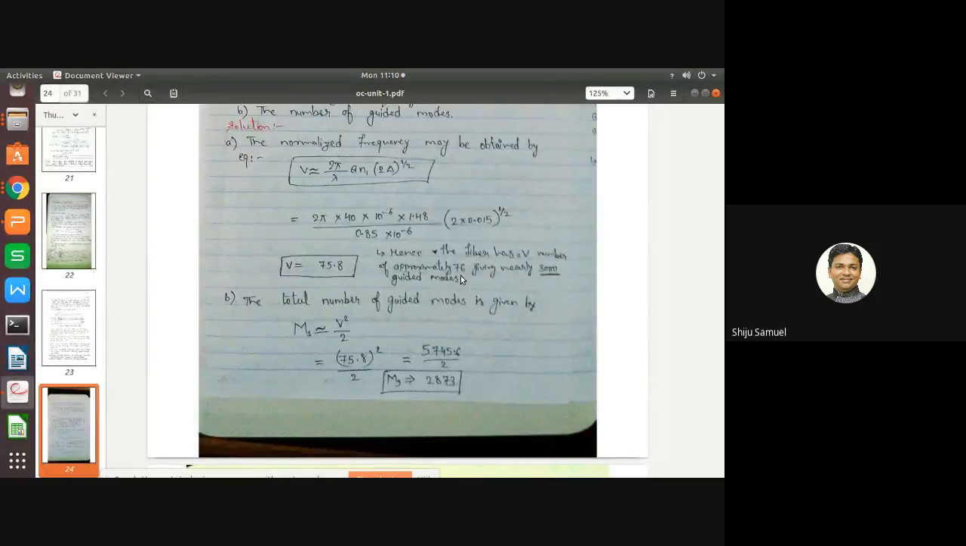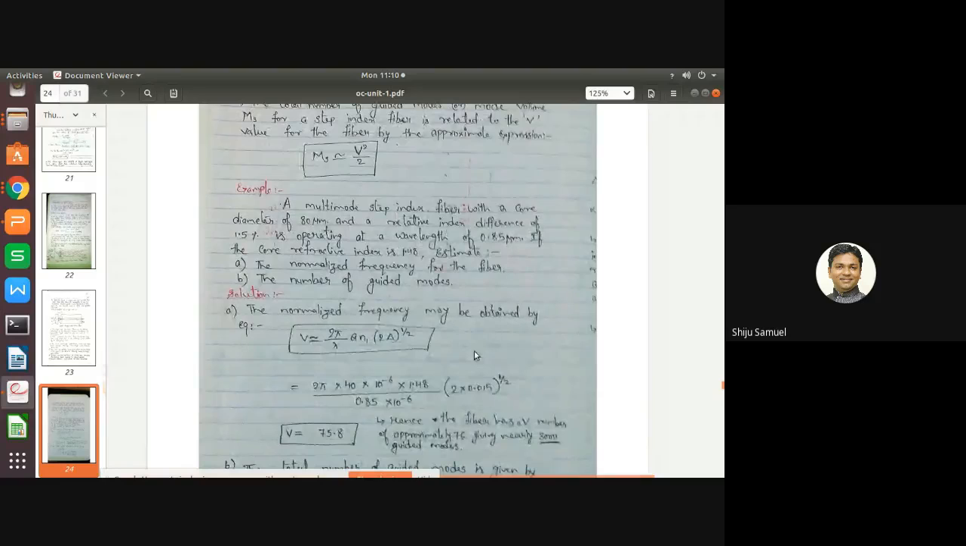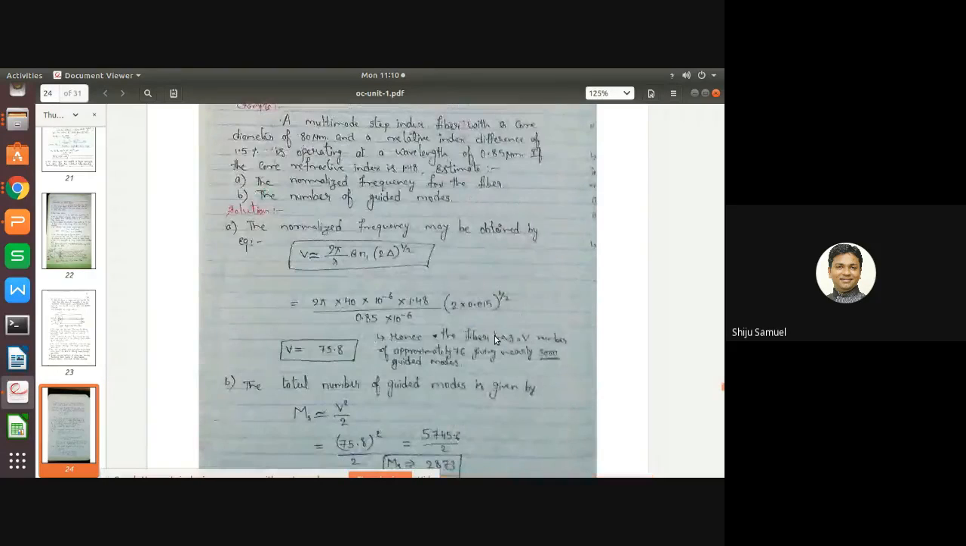So in this example we can observe how to calculate the normalized frequency as well as the total number of guided modes. These two questions show how to calculate, and at the same time how these equations have to be solved. Very simple example. I request everyone, kindly work it out at home. If you feel any difficulty in this numerical, you just ask me.